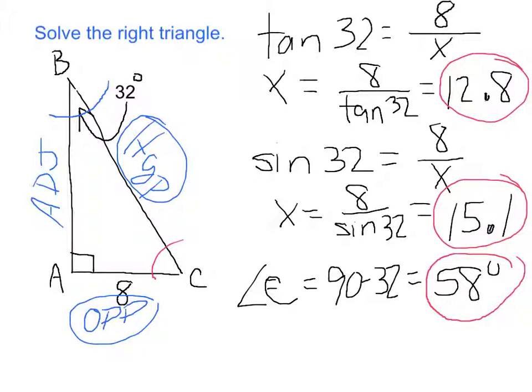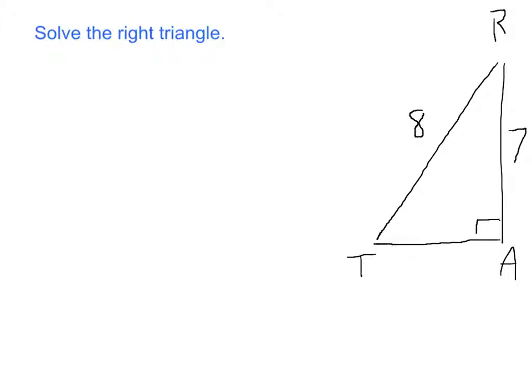Let's look at another example. In this example, I'm given two sides of the right triangle, and I need to find both angles and my missing side. So I need to find angle R. I'm just going to put a little space for me to write my answer there. I need to find angle T, and I need to find the length of segment TA.